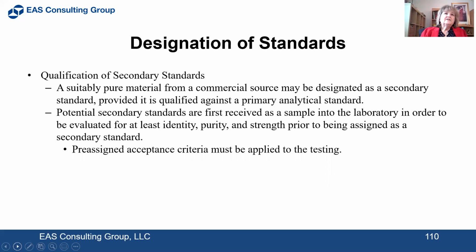Potential secondary standards are first received as a sample into the laboratory in order for it to be evaluated for at least identity, purity, and strength prior to being assigned as a secondary standard. So your secondary standard comes into the lab, you just check it in as a sample, and you run it against the primary. Pre-assigned acceptance criteria must be applied to the testing. Makes sense. You don't want to make up the rules after you have the answer.